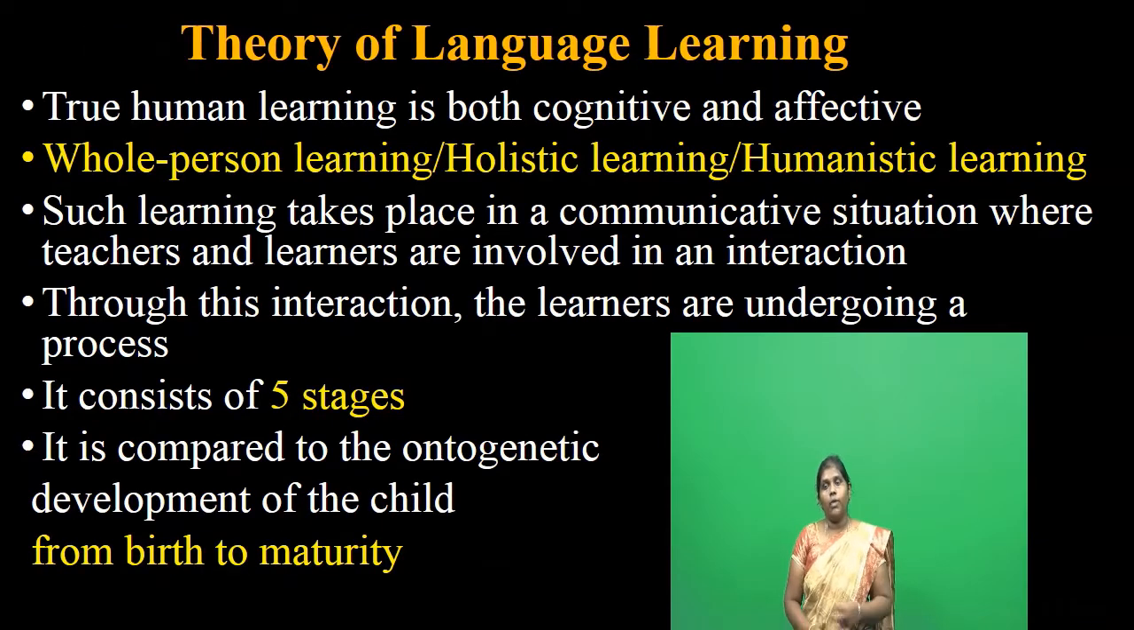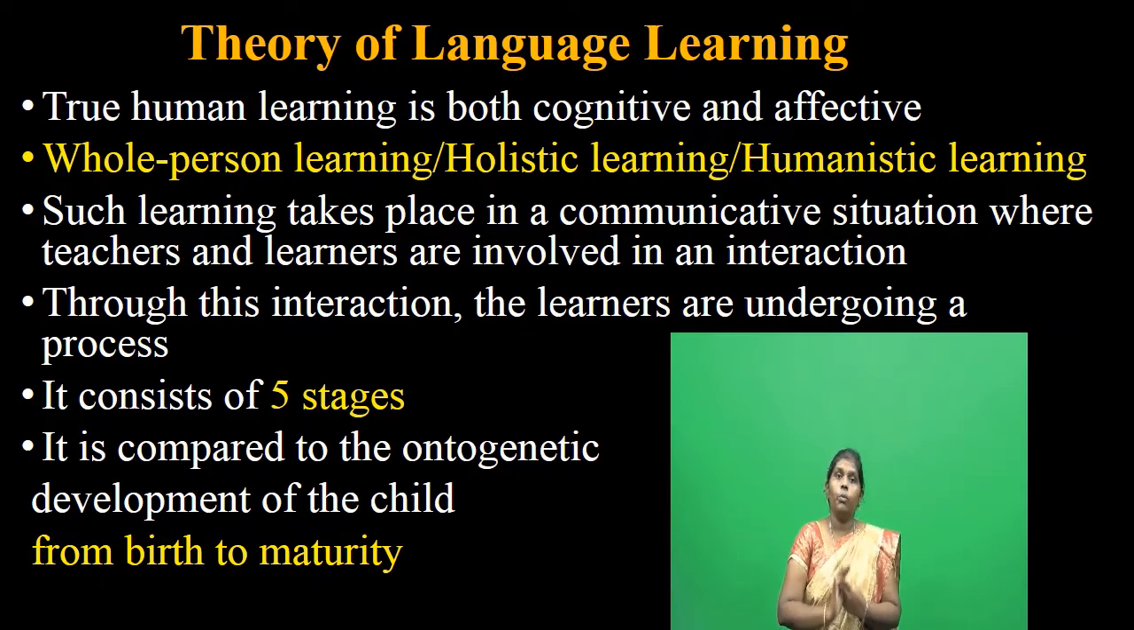So we move to the theory of language learning, the second part of the approach. What do you mean by the theory of language learning? It is, how do we learn the language? According to CLL, we learn the language in both aspects, that is what has been given.